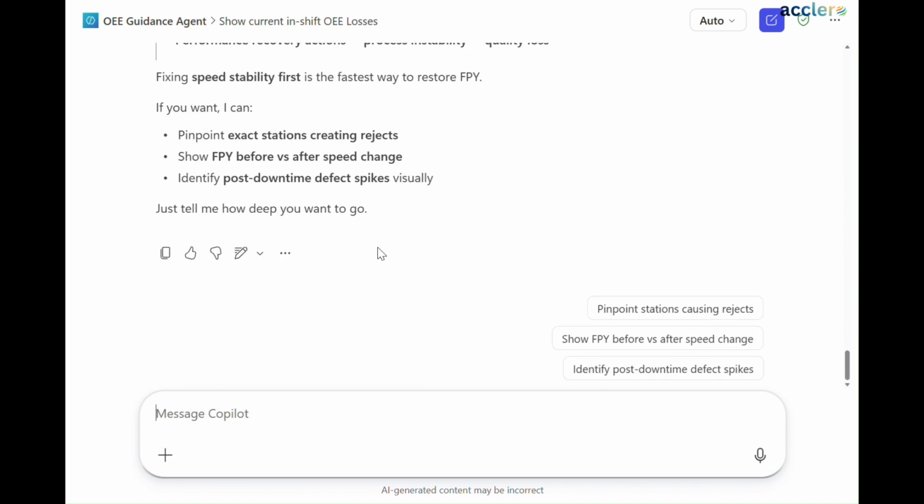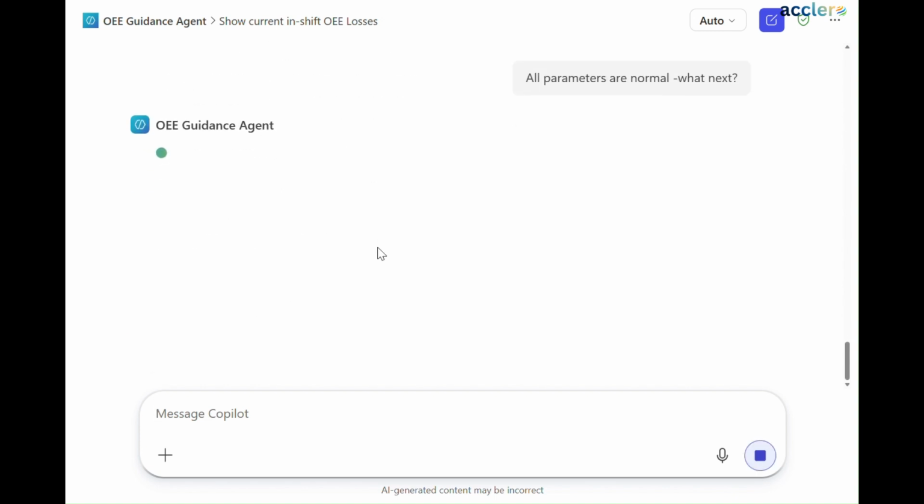So in a normal condition scenario, I can give the input: all parameters are normal. What next? Here the agent confirms no active OEE loss and recommends continued monitoring.